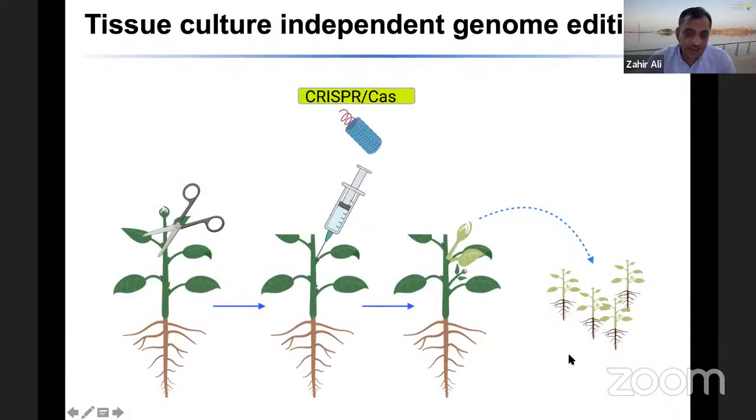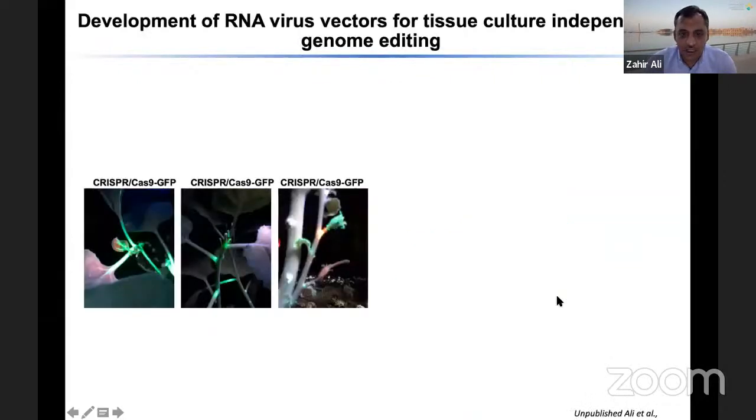Recently, we have been thinking about a virus system, and we are developing it. For example, you have the CRISPR-Cas system in the plant. You just cut the plant here, inoculate the plant with this vector, and then the next shoot will come out because plants have a good regeneration rate, and the progenies will be mutated. So we tried this system, and we are working on it.